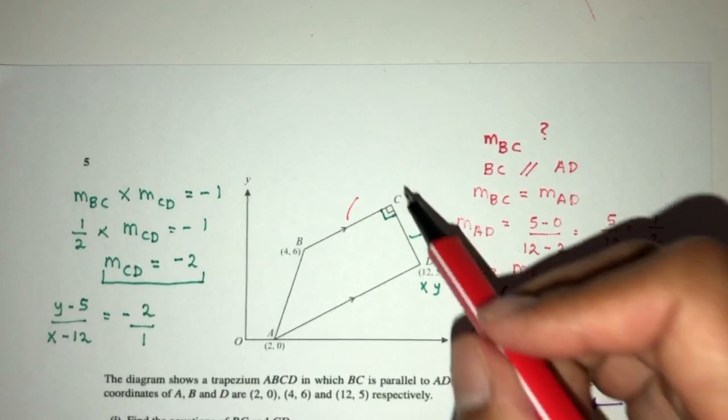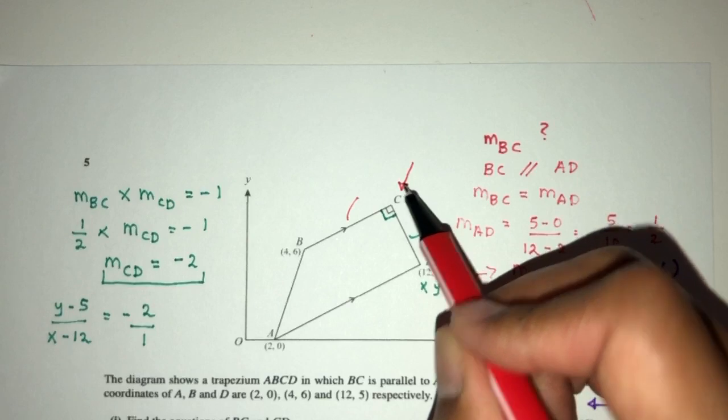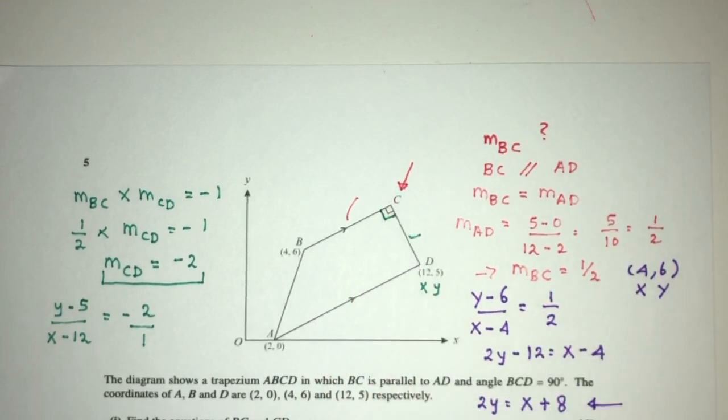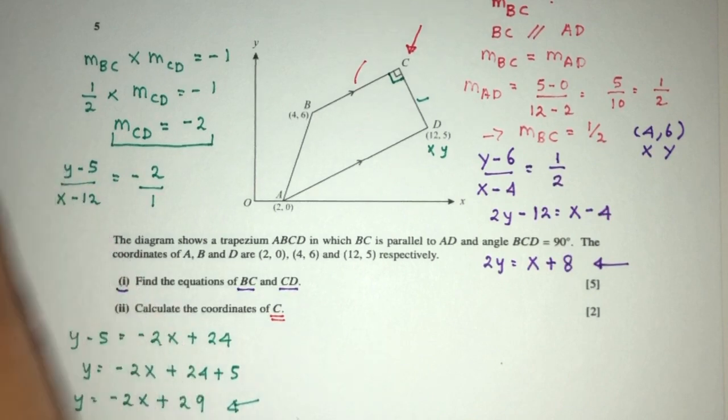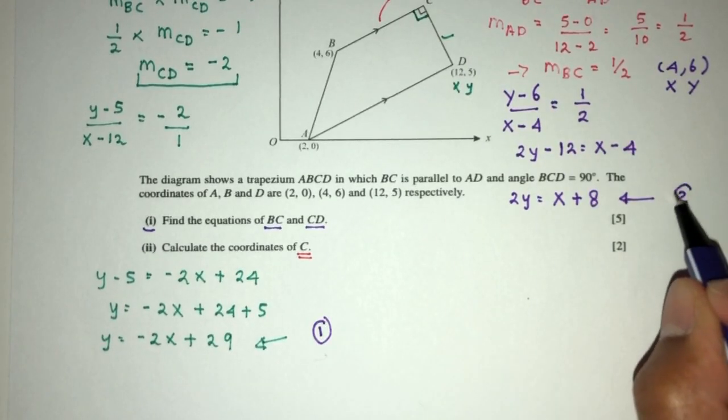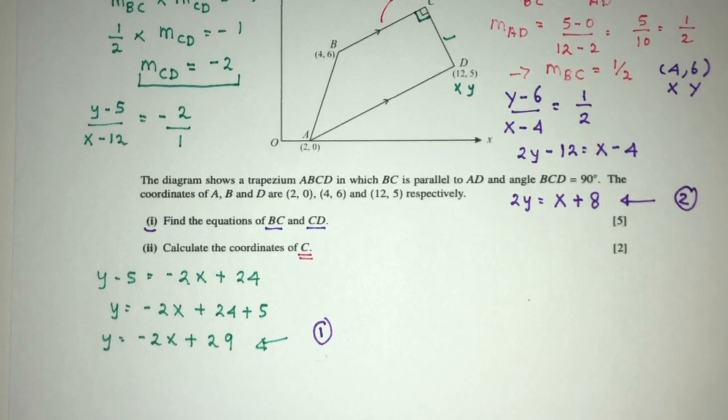Now we understand that the point C is what? It is the point of intersection between the lines BC and CD. Because it is the intersection of those two lines, we have to use simultaneous equations. So here we have equation number 1 and equation number 2, which we can solve very easily. You can use substitution or you can use elimination, it is up to you.